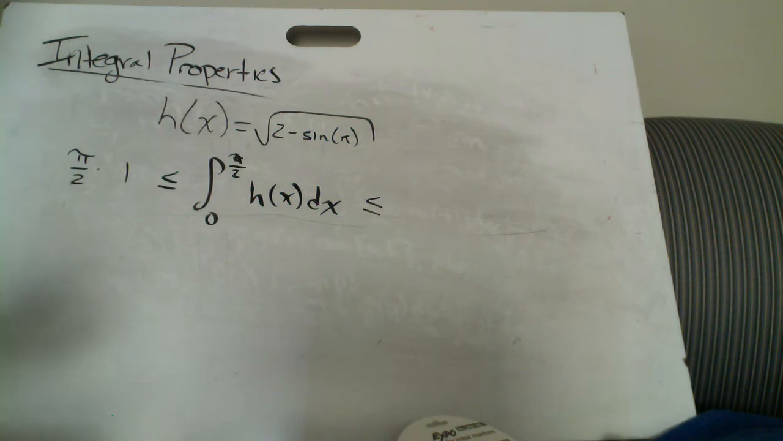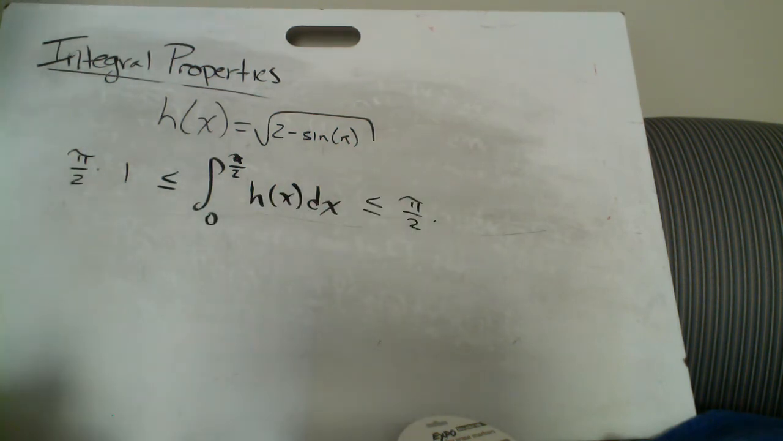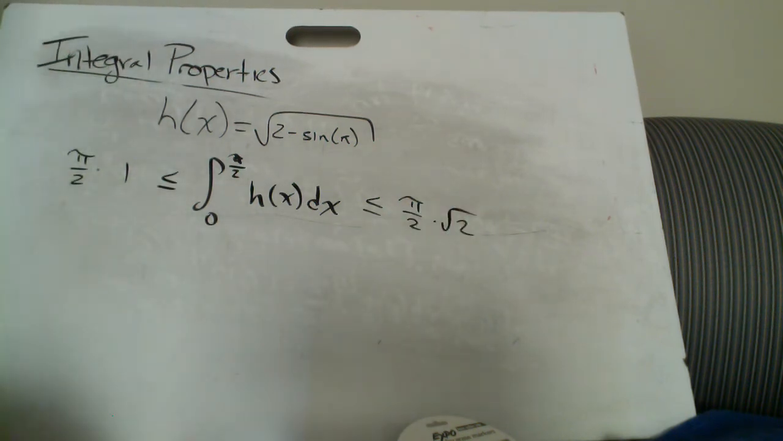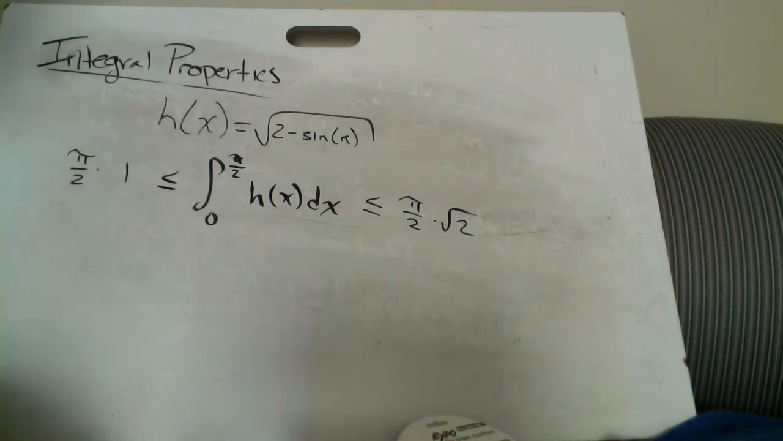And the maximum value of h times the width of the interval should be our upper bound here. So pi over 2, again, is the width of the interval. The maximum value of h happens when sine is as small as it can be. On this particular interval, that happens at 0. Sine of 0 is 0. 2 minus 0 is 2. So this is times square root of 2. And pi over 2 times root 2 is around 2. So we have this nice value of our integral sandwiched somewhere between about 1.5 and about 2. So we have a pretty good idea of where that comes from.